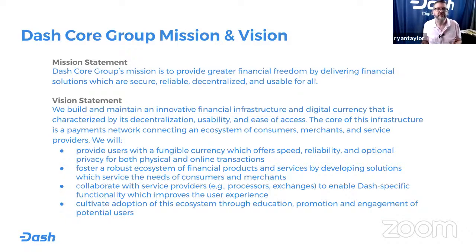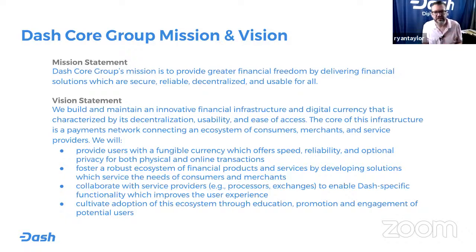Our mission is to deliver greater financial freedom by delivering financial solutions that are secure, reliable, decentralized, and usable for all. And all of those components are very important. Being secure, of course, is an absolute must. Reliability is an absolute must. Decentralized is something that we're very committed to. It's the reason that platform is being built the way that it is. And usable for all. Usability, we believe, is one of the greatest issues facing mainstream adoption for cryptocurrencies. We've seen time and time again with other technologies, when you make it more usable and more accessible and more relevant to people, it really does help it to grow.